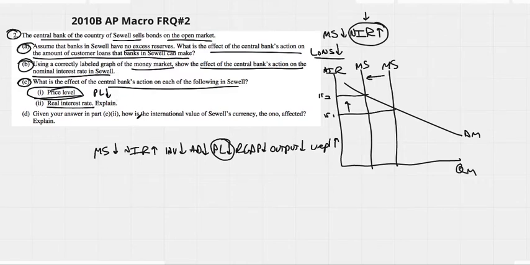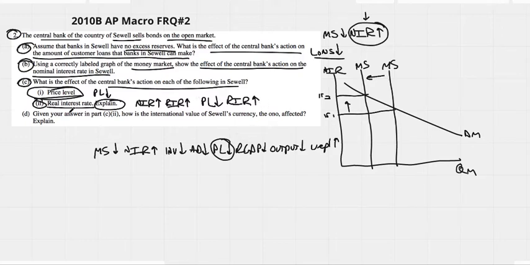And they're asking for real interest rate, and then they want us to explain it. Anytime we're talking or being asked about the real interest rate, there's two things you need to talk about. One is the nominal interest rate. We can see the nominal interest rate is going up here. That implies that the real interest rate is going up because the nominal is going up. But we also have the price level going down here. If price level goes down, that implies real interest rates go up also.